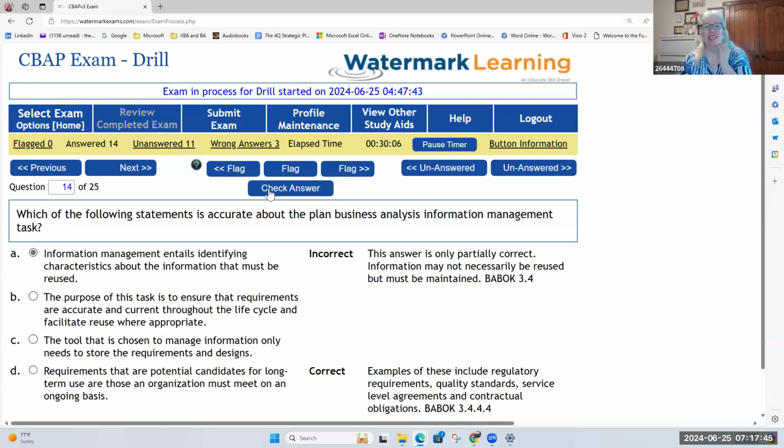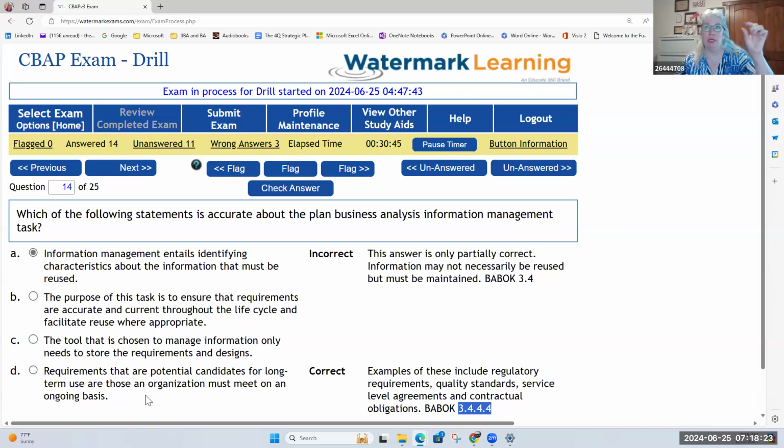Very good. Well, this is part of that task. It must be maintained, and it's not always reused. But this one, requirements that are potential candidates, examples of these are regulatory requirements, quality standards, service level agreements, and contractual obligations. So we're at 3.4.4.4 that explains this. So in this particular task, there are several elements that make up the explanation of things that you need to do in it.